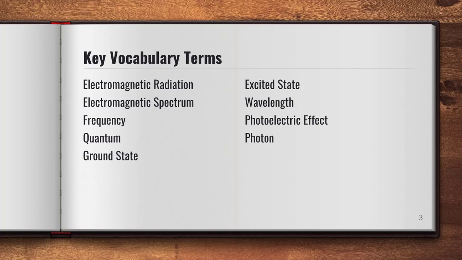A couple of key vocabulary terms for you here. We're going to be focusing on the electromagnetic spectrum. We'll talk about frequency and wavelength and how that relates to the speed of light. We'll also talk about ground state electrons and excited state electrons, along with the photoelectric effect and the concept of a photon.